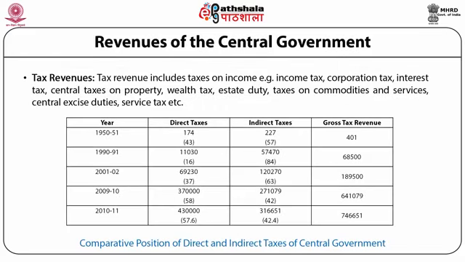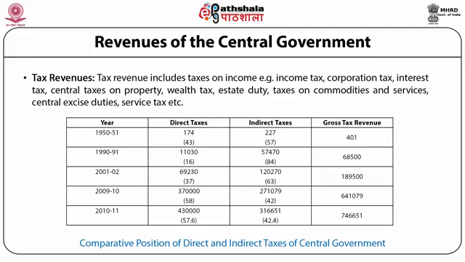Tax revenues include taxes on income, for example, income tax, corporate tax, interest tax, central taxes on property, wealth tax, estate duty, taxes on commodities and services, central excise duties, etc. When we look at the comparative position of direct and indirect taxes of the central government, in the year 1950-51, the direct tax proportion was just 43% and indirect tax proportion was 57%, because direct taxes were to the tune of 174 crores and indirect taxes were to the tune of 227 crores.